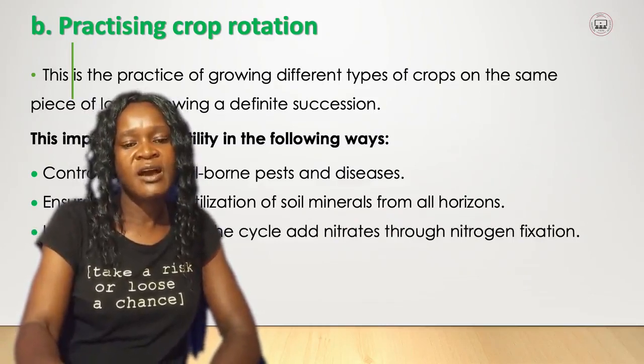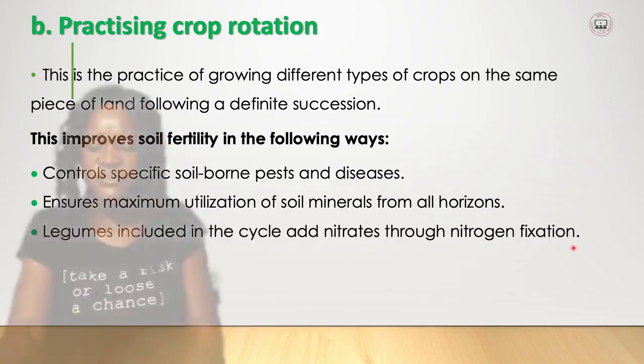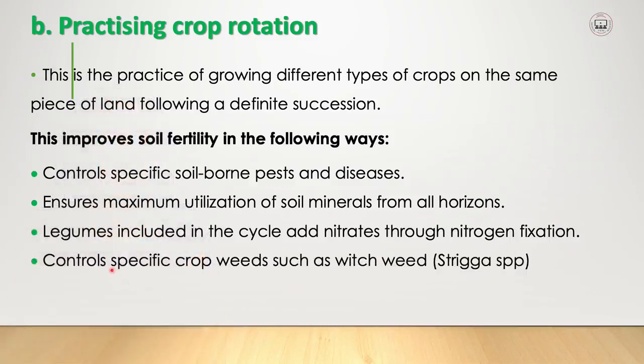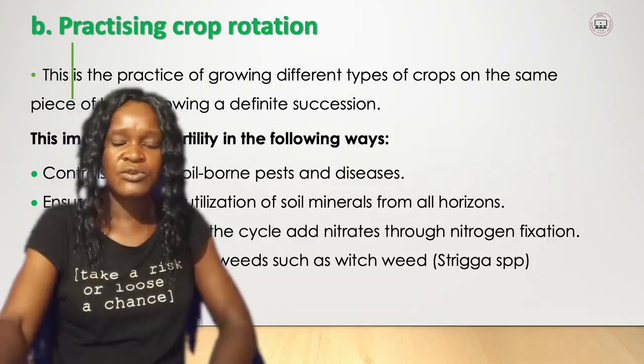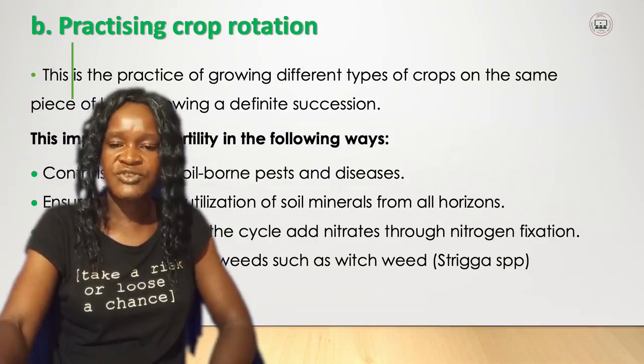Apart from that, in crop rotation, legumes might be included in the cycle, thereby adding nitrates through nitrogen fixation, hence improving soil fertility. And also, crop rotation will control specific crop weeds such as witch weeds. If these witch weeds are controlled, it means they will not be absorbing much nutrients.